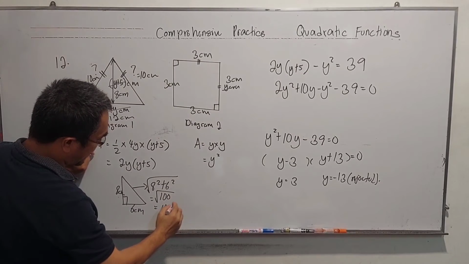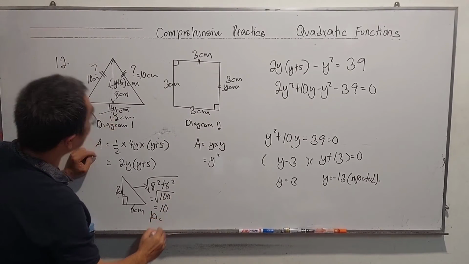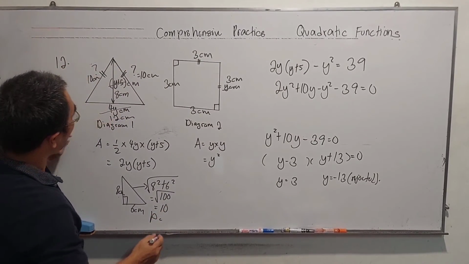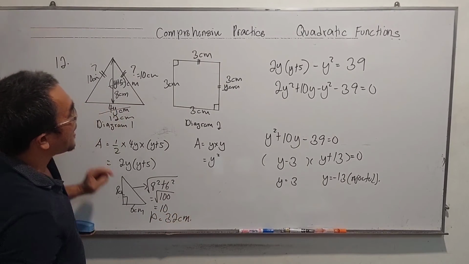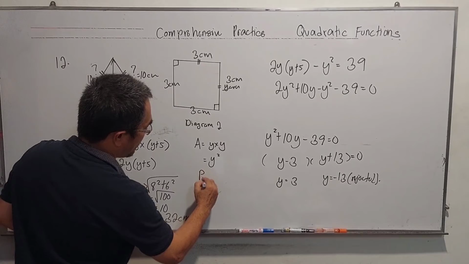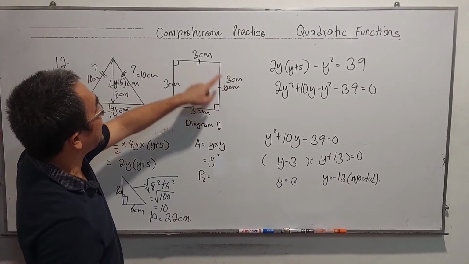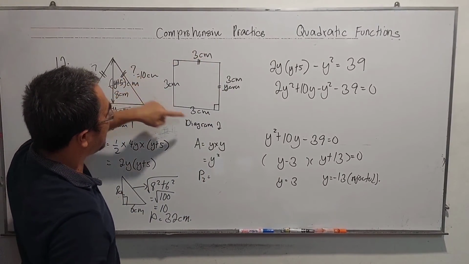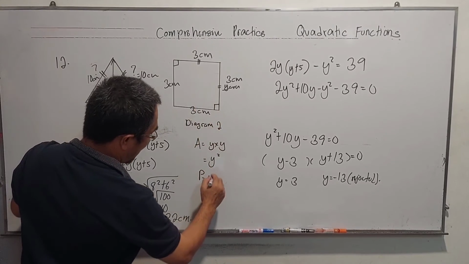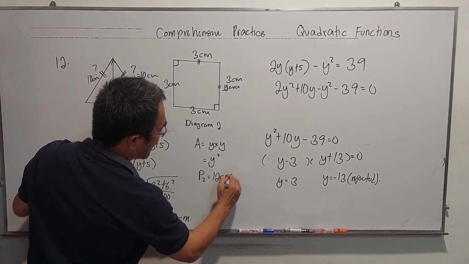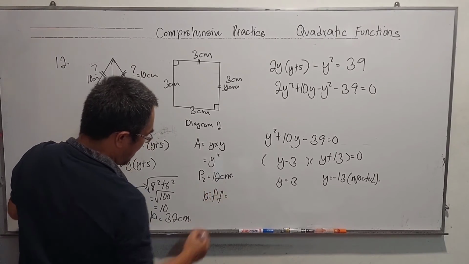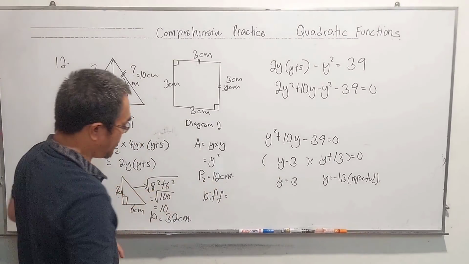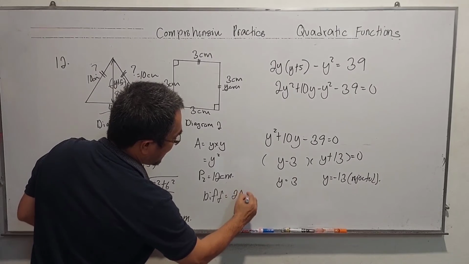So the perimeter is 10 plus 10 plus 12, which is 32 centimeter. And the perimeter for the second shape will be 3 plus 3 plus 3 plus 3, or 3 times 4, which is 12 centimeter. So the difference is 32 minus 12, which is 20 centimeter.